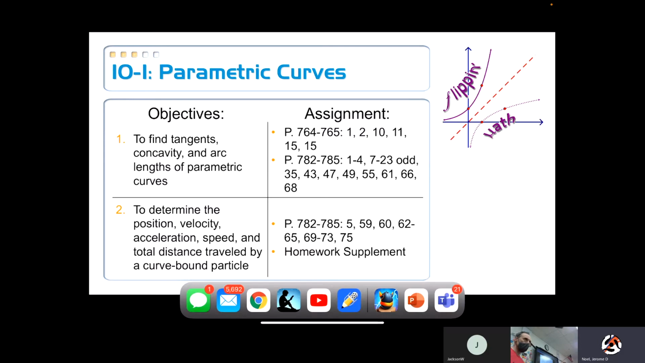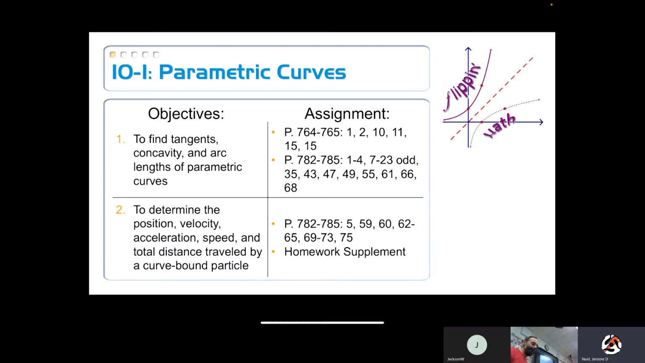Okay, so if you take out your memory card and take a look at the front side of it, it pretty much shows you all the stuff that we have to do with parametrics. That includes finding tangent lines because we need the slope, concavity, so we're going to need the second derivative. We'll need arc length of all these parametric curves. So the first part of this is understanding what a parametric curve is all about.